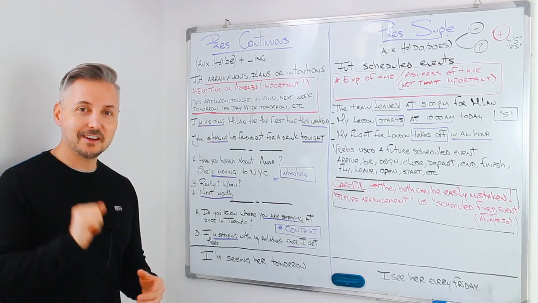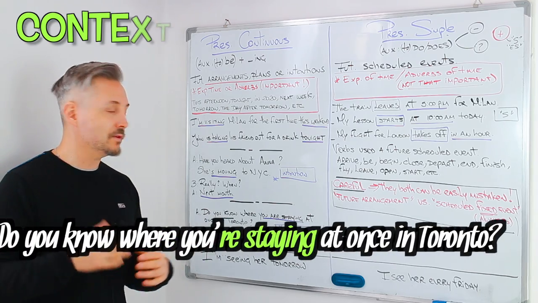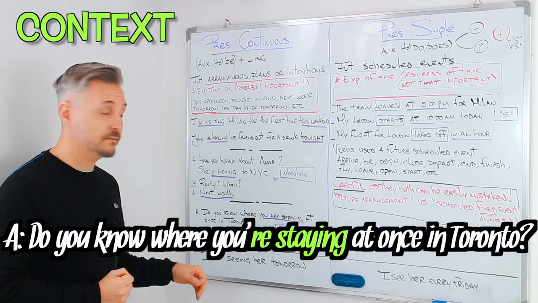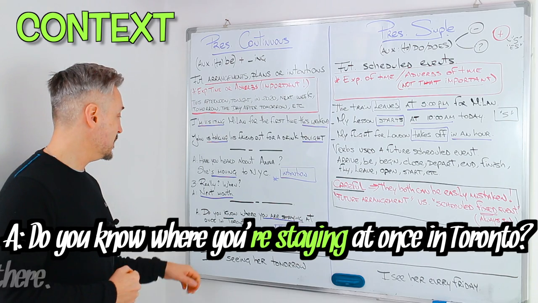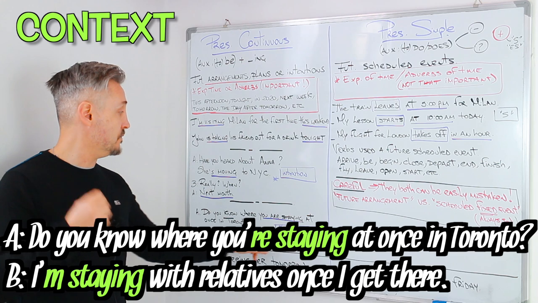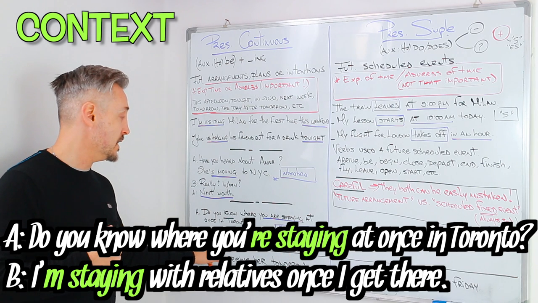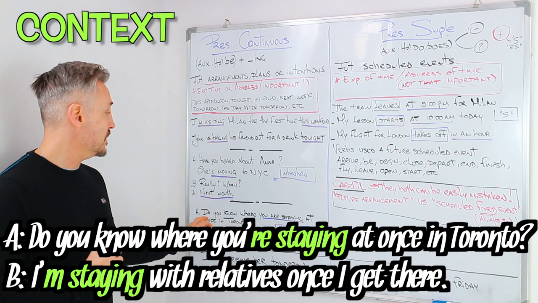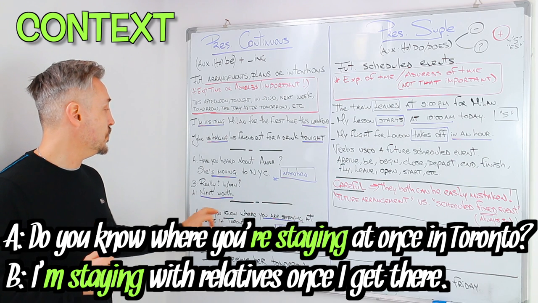So let's look at the second example. Do you know where you're staying once in Toronto? The other person says, I'm staying with relatives once I get there. So here the first person said, do you know?